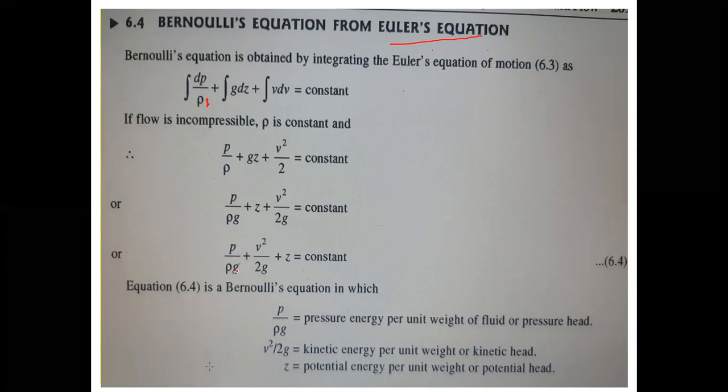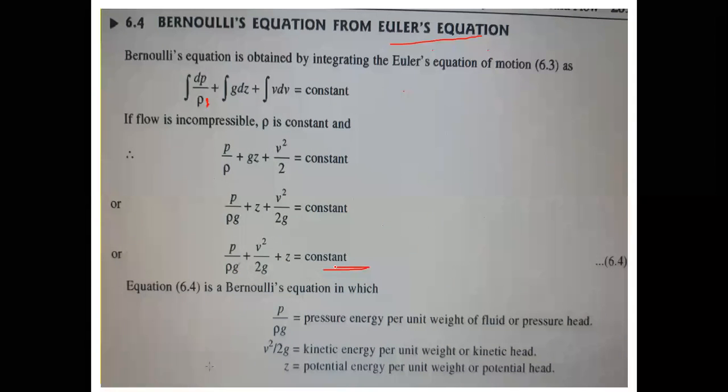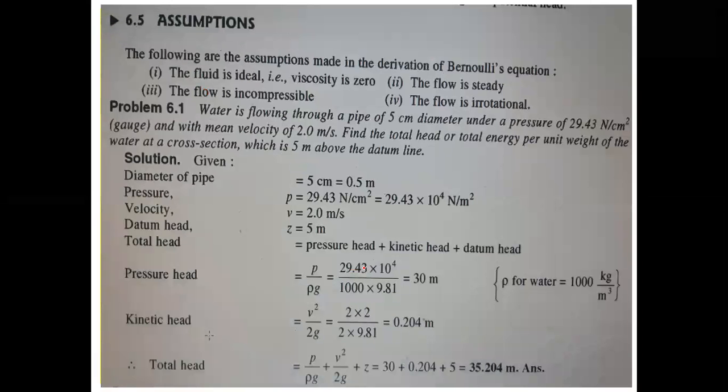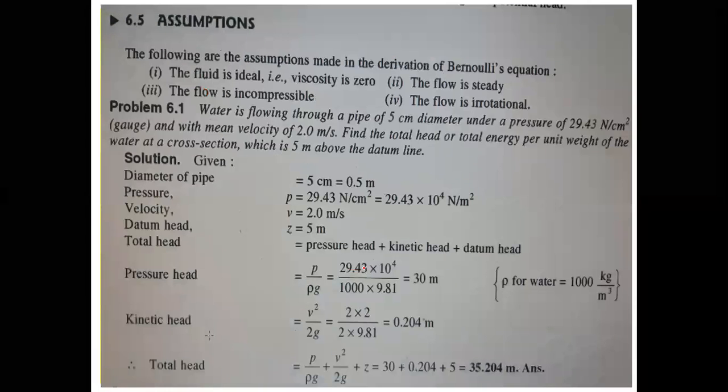Therefore p by rho g plus v square by 2g plus z is equal to constant. This equation 6.4 is Bernoulli's equation, where p by rho g is the pressure energy per unit weight, v square by 2g is the kinetic energy per unit weight, and z is the potential energy per unit weight. So this is Bernoulli's equation. Then what are the assumptions of Bernoulli's equation?